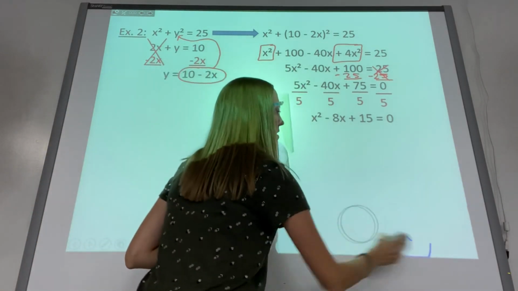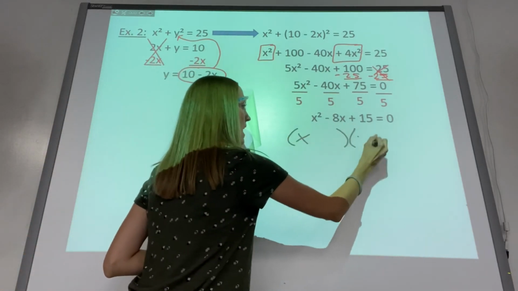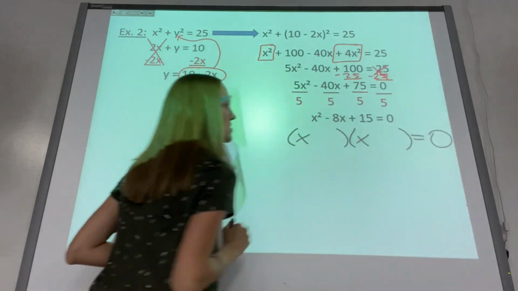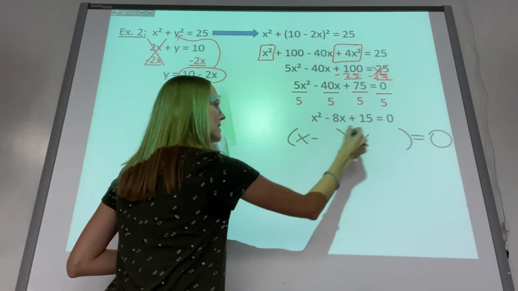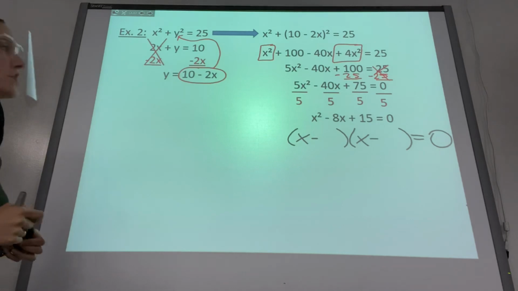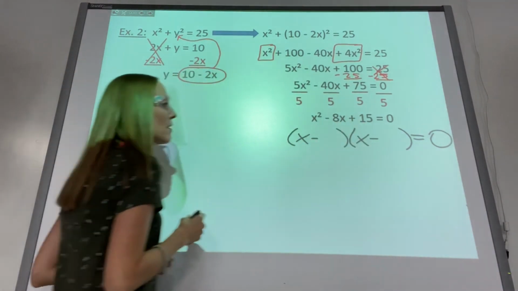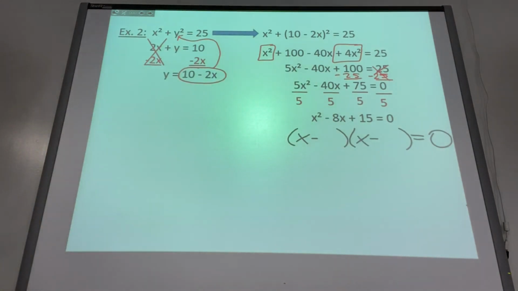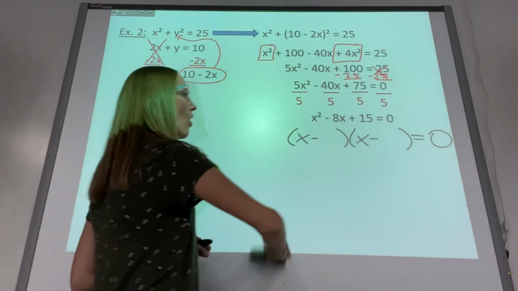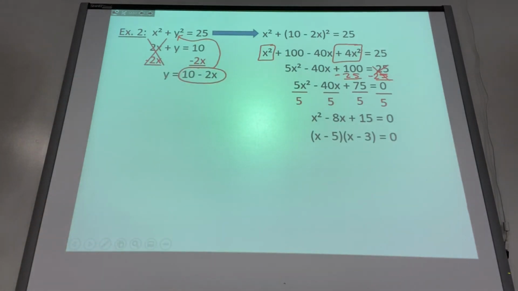So setting up my two parentheses, x times x. This is nice factoring now. Both signs are minus. If the sign on the right's a plus, they're the same. Then you look at the other sign and that tells you what they'll both be. Two negative numbers that multiply to 15 and add to -8, in no particular order because they're both negative. You want -5 and -3.